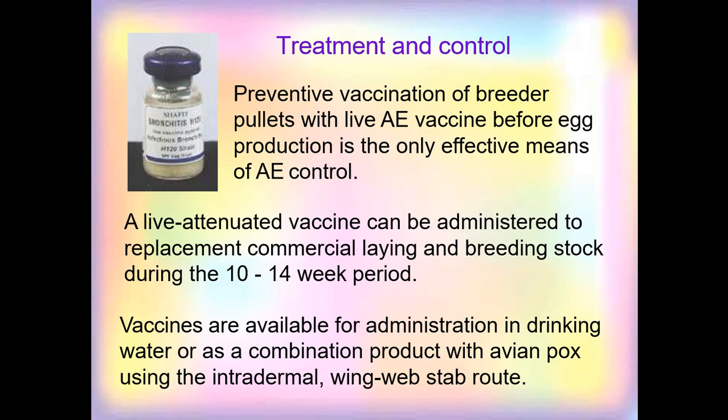For treatment and control, vaccine is very important, and the vaccine can be applied at 10 to 14 weeks. It means around 3 or 4 weeks before the chickens start to produce eggs. The vaccine can be applied through drinking water or combined with avian pox vaccination, for example by using avian pox and AE vaccine through the intradermal or wing web stab.